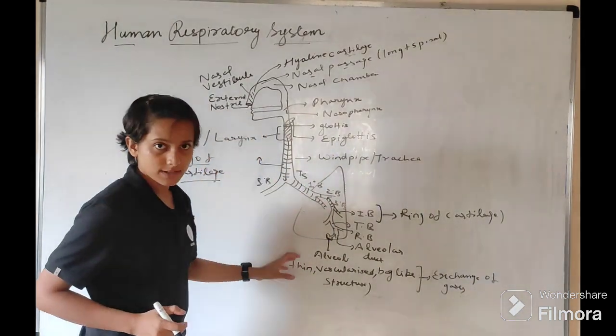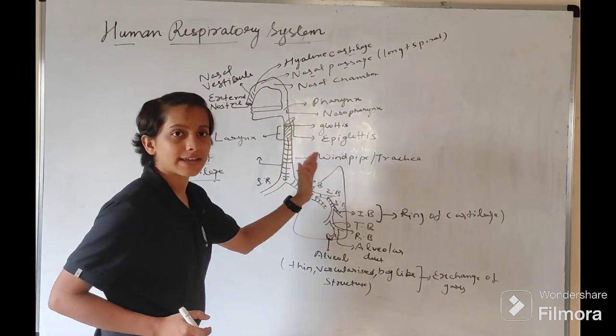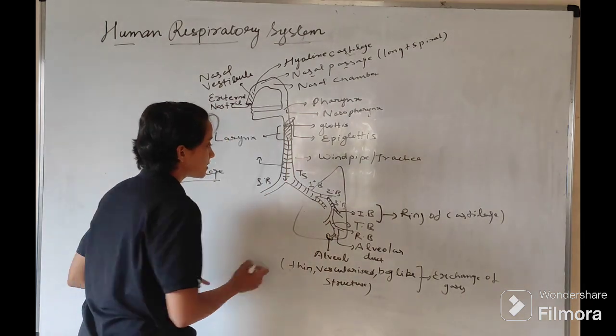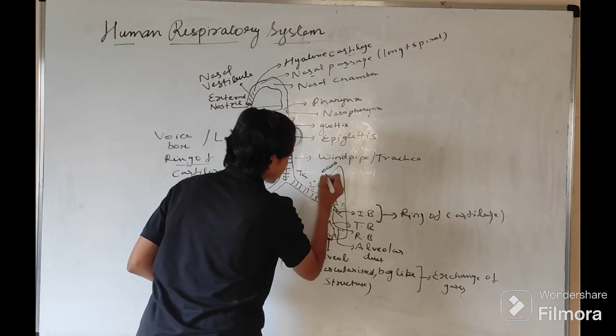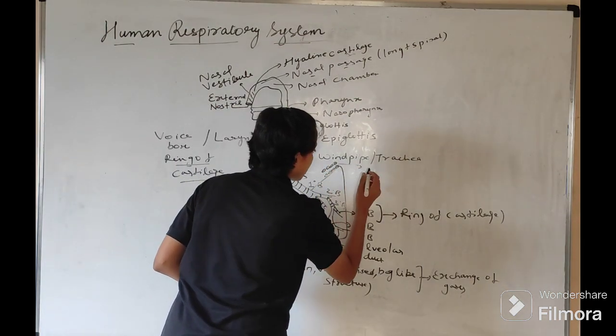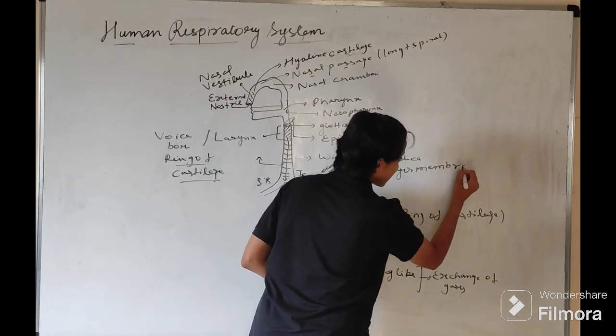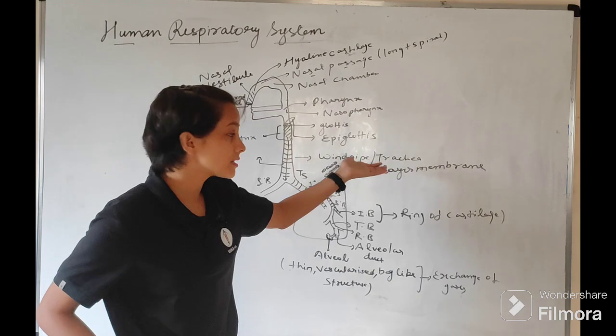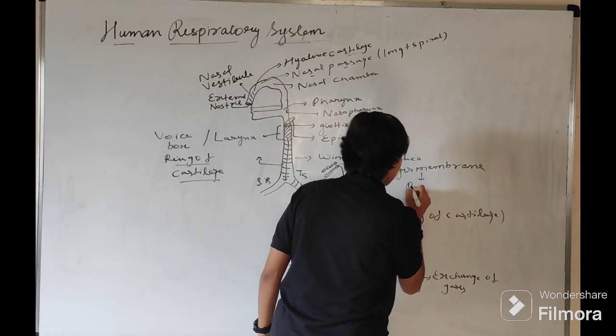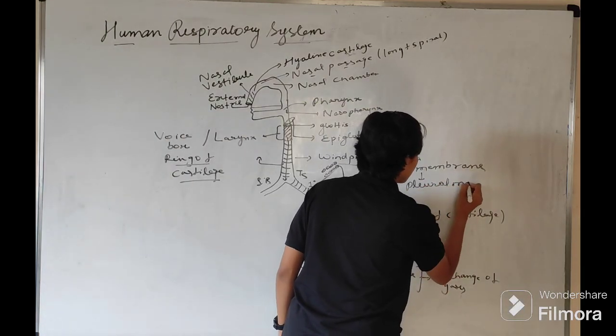Now, when it comes to our lungs, is there any membrane present around the lungs? Yes, there is a membrane present around the lungs. It is a double-layered membrane. This bilayer membrane present around the lung is known as the pleural membrane.